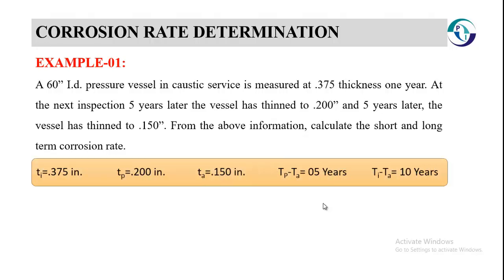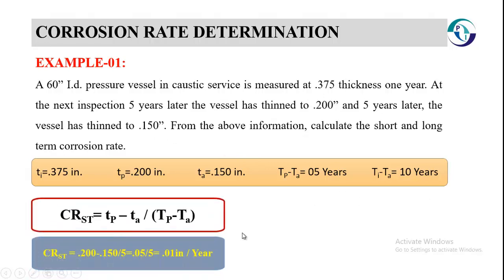TI is 0.375 inches, TP is 0.200 inch, and TA is 0.150 inch. The time interval between the actual and the previous thickness is 5 years, and the time interval between the actual and initial thickness is 10 years, 5 plus 5 years. The time interval between the first inspection and the last inspection is 10 years.